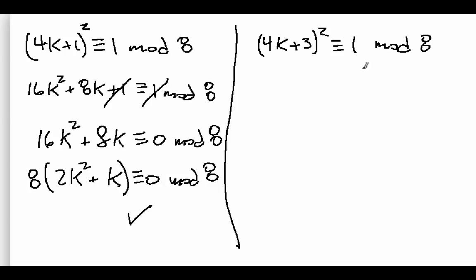I'm going to do the same trick right over here. If I go ahead and I square this side, I'm going to get 16k squared. And then let's see, I've got 12k, but I've got it twice, so that's going to be plus 24k.